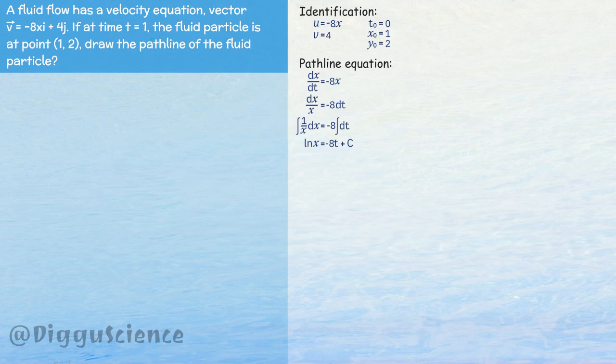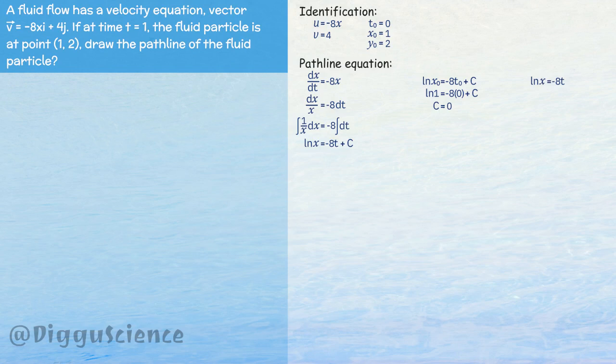To get the value of c, we can use the boundary value. Ln x0 is equal to -8 t0 plus c. Ln 1 is equal to -8 times 0, plus c. Then c is equal to ln 1. Isn't ln 1 equal to 0? So the position of the abscissa, ln x, is equal to -8t.